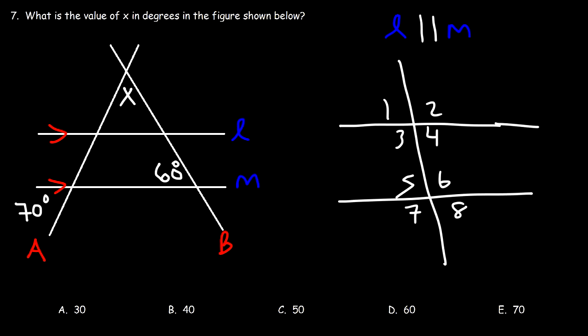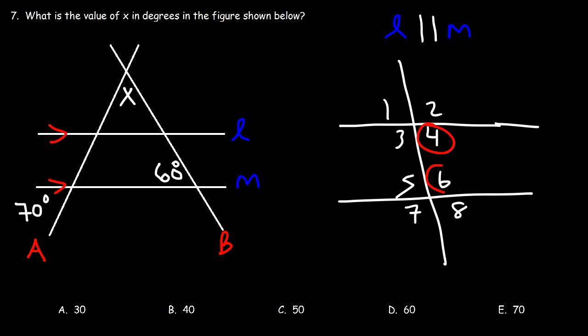Now the next thing you need to be familiar with are alternate interior angles. So 3 and 6 are alternate interior angles. They're on the interior of the parallel lines, and they still exist on alternate sides of the transversal. 4 and 5 are also alternate interior angles. So angle 4 equals angle 5.